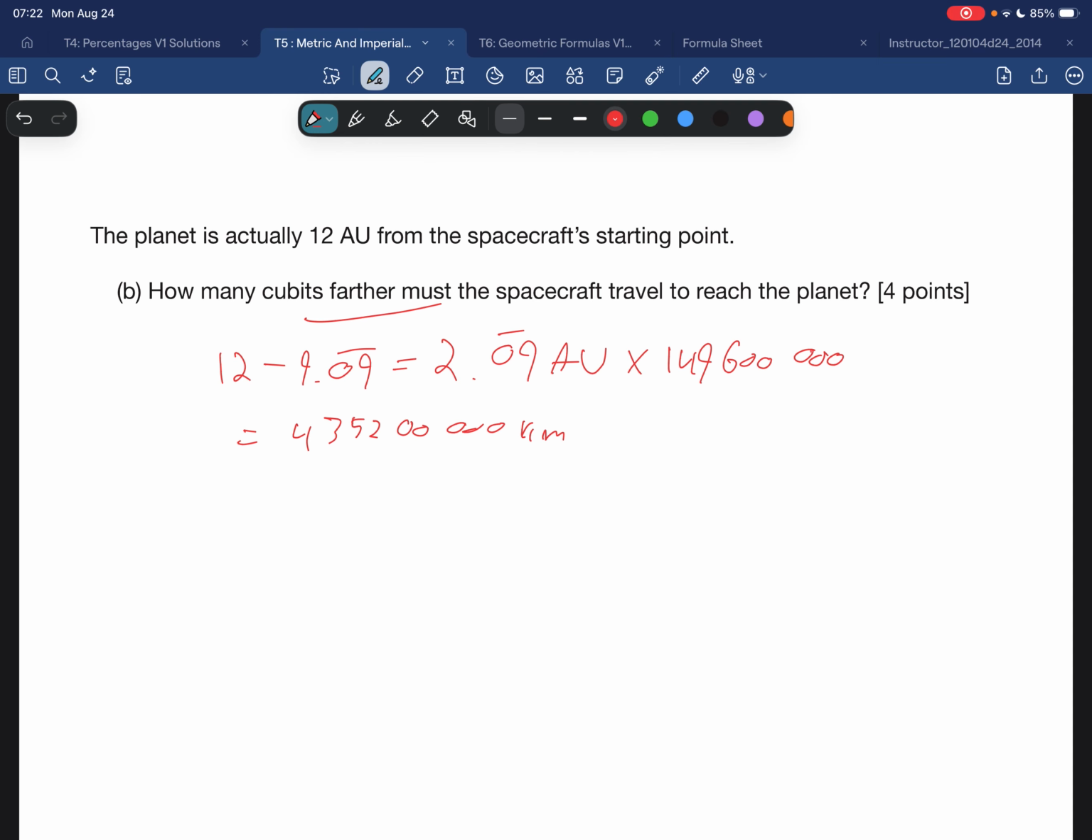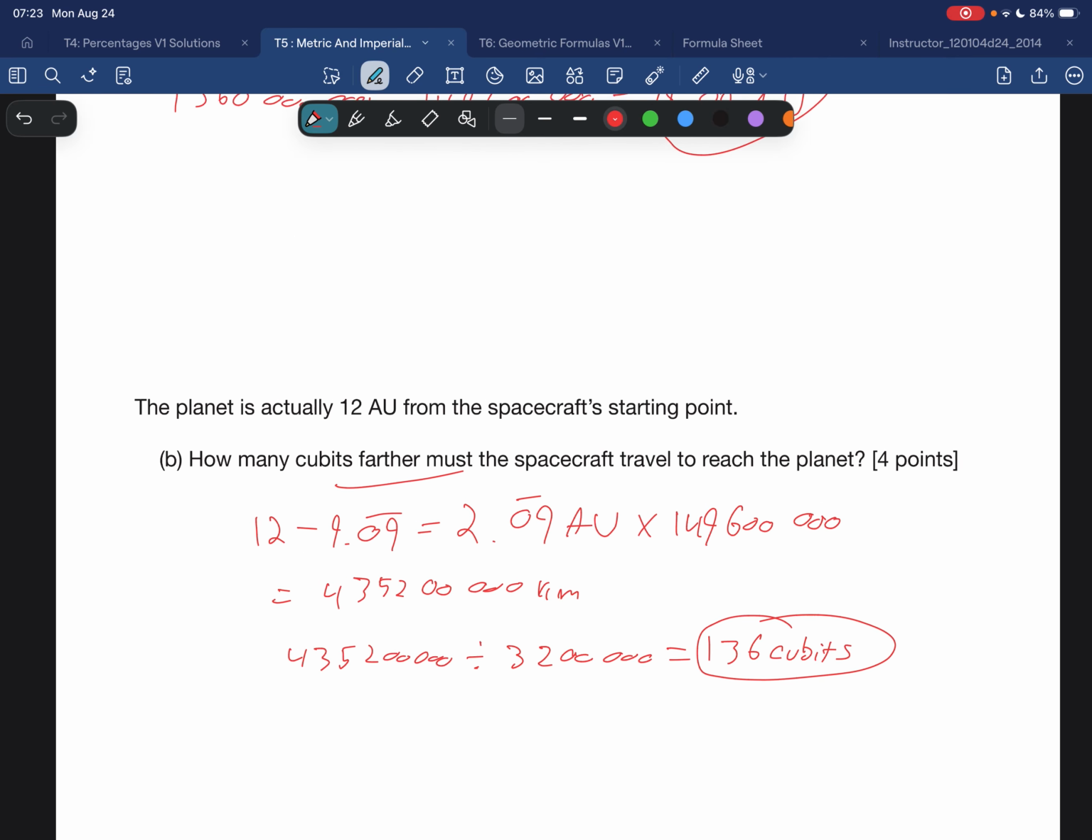And we're going to divide this by our 3,200,000 number to get exactly 136 cubits as our exact answer here.